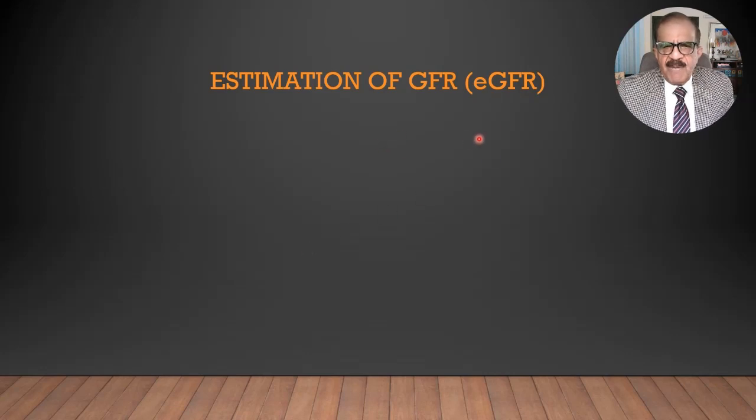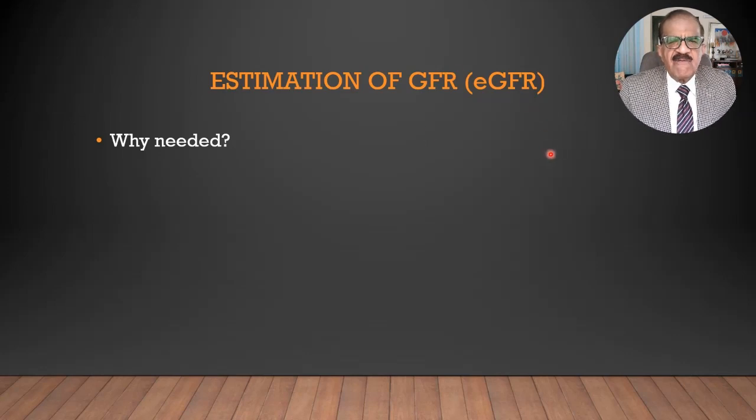So, estimation of GFR, why do we need it? Because this is one function of the kidney which we always monitor. If somebody has developed kidney failure, then his GFR is likely to be low. Normally, the range is between 90 to 120. So we need to monitor kidney function by estimating GFR.